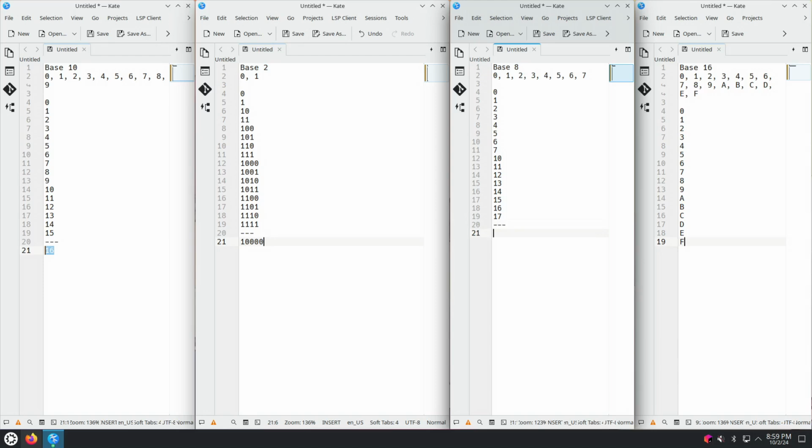Seventeen is so, 7 is the largest one-digit number in base 8. When we increment 7 plus 1, we don't get 8. There's no 8 digit in base 8. So we'll get to 1, 0. Plus the 1 will become a 2, 0.